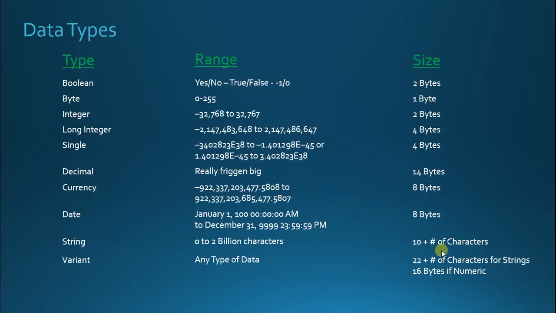It's just kind of a general, hey, I don't know what it is that I'm going to put in, so I'm going to declare it as a variant, and that will allow me to use any type of data that I want. Just again, as I must stress, you're going to be using up a lot of memory when you're using variants.